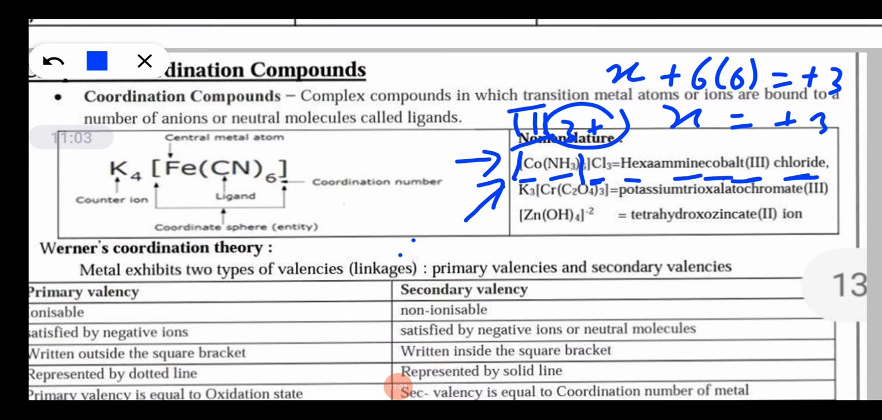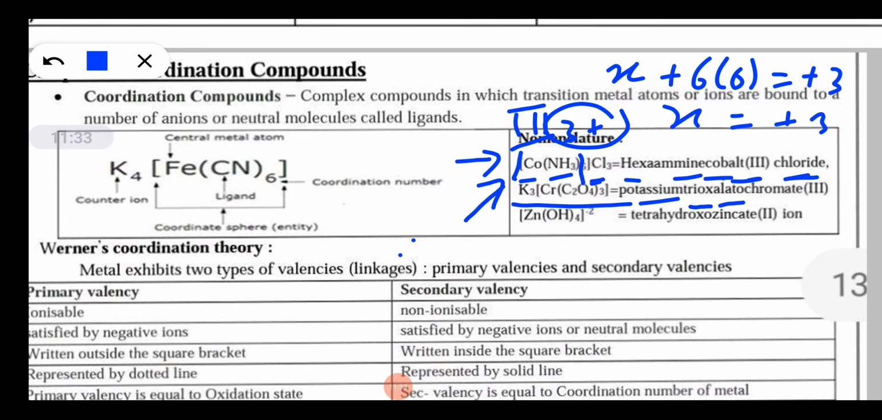This you remember, okay. Now there is a second complex, K3[Cr(C2O4)3]. Now potassium is the counter ion, cation, so cation is named first, potassium. Now there are 3 ligands, so the name is written tri, and oxalate is an anionic ligand, so oxalato will be written, so trioxalato.